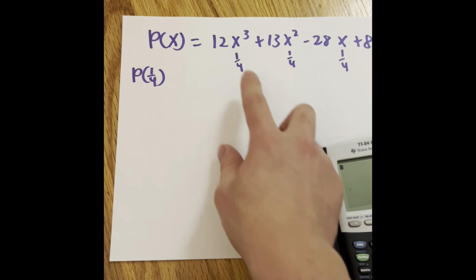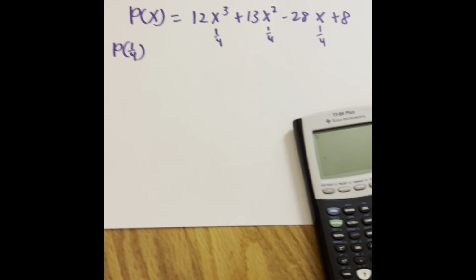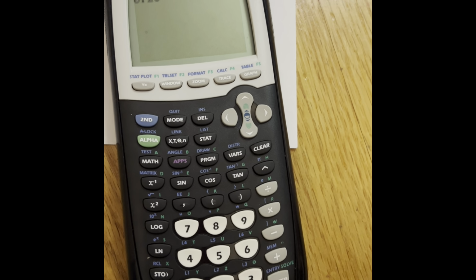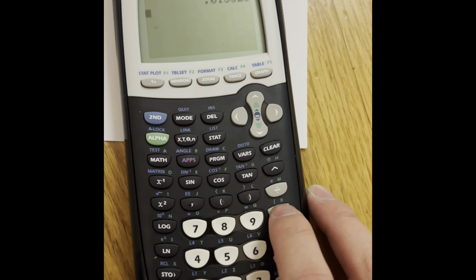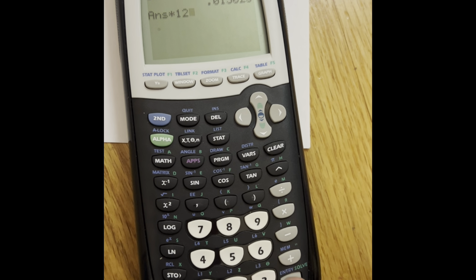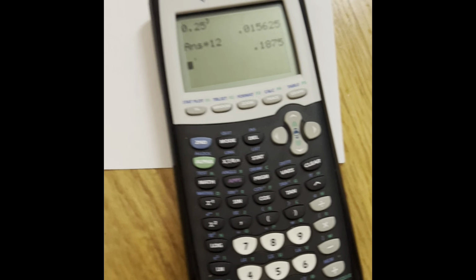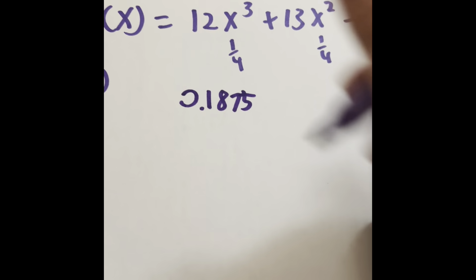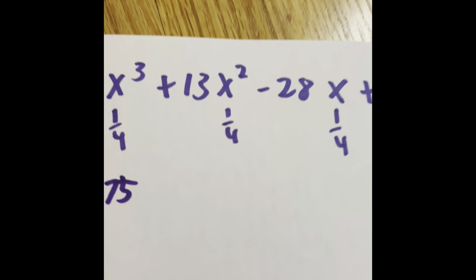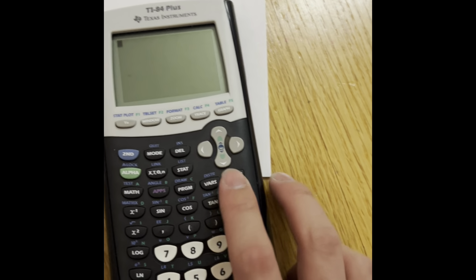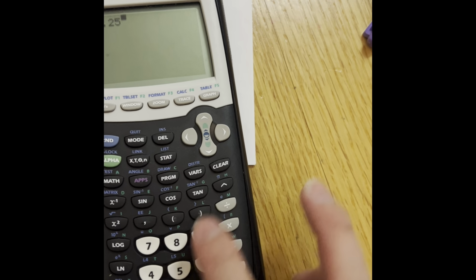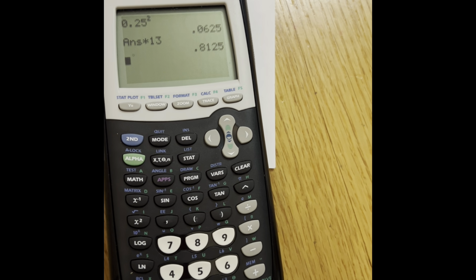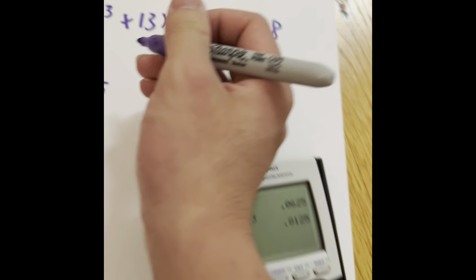So, we have 1 over 4 to the power of 3. So we're going to write 0.25 to the power of 3, and multiply that by 12. So we have 0.1875. Something weird is going on. Let's see what happens with this one. So we have 0.25 squared, multiply that by 13, 0.8125.